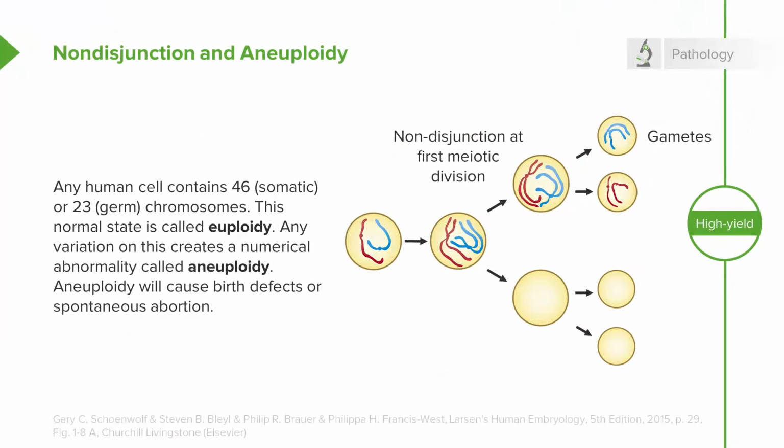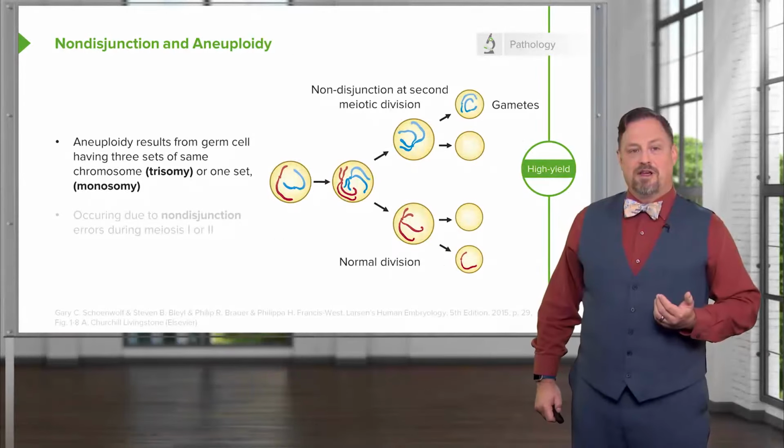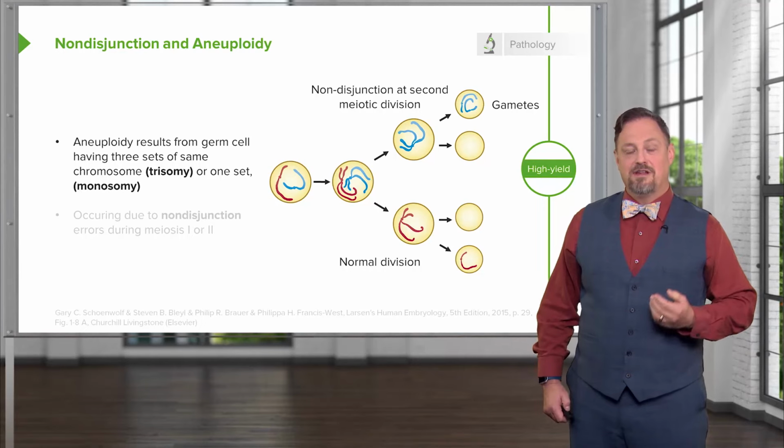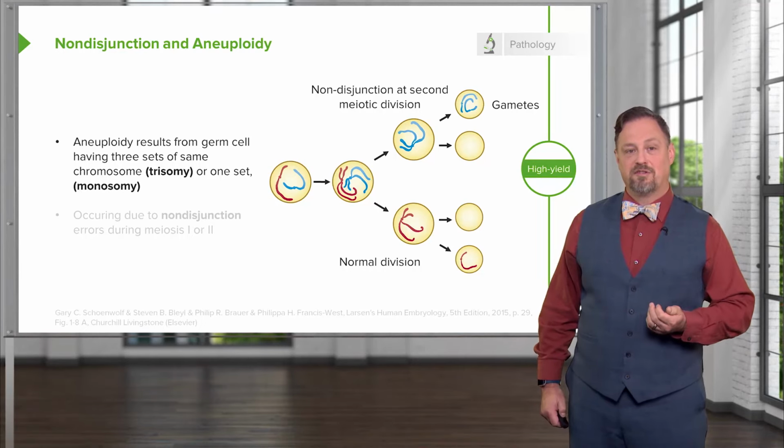Here we can see an example where a nondisjunction event has occurred during meiosis 1, which leaves some daughter cells with no chromosomes and the resulting daughter cells on the opposite side having 2 copies of a single chromosome each. This aneuploidy can occur during a nondisjunction event at either meiosis 1 or 2 and tends to result in a cell with either too many or too few chromosomes of one type.